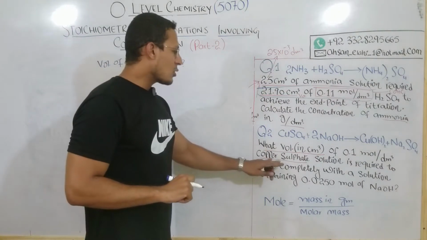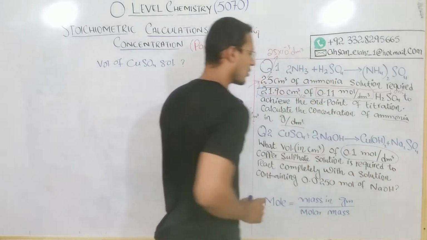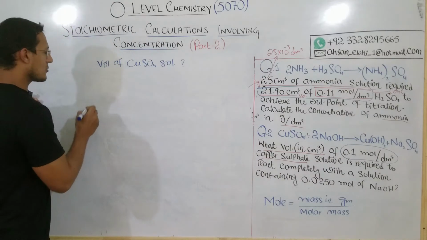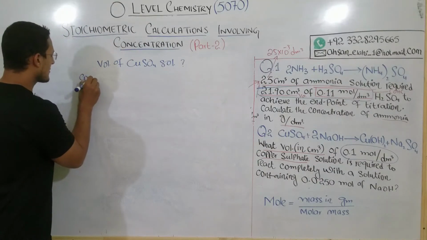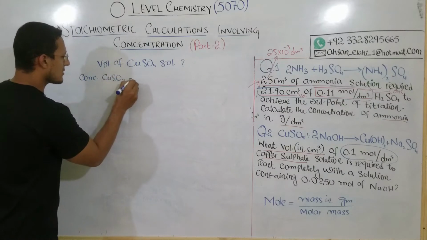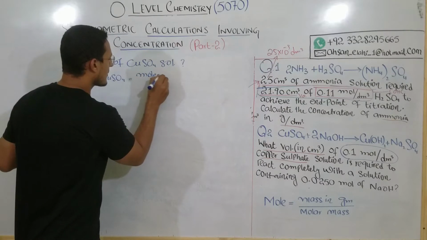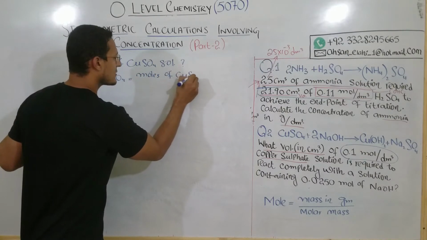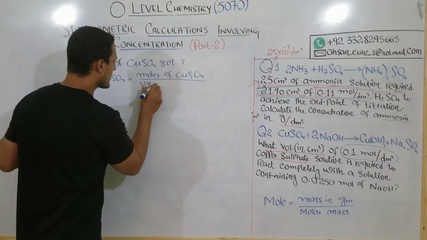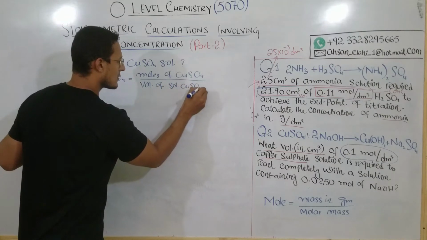What we have is the concentration. We have the concentration of copper sulfate solution in mole per dm cube. So concentration of copper sulfate solution in mole per dm cube is moles of copper sulfate divided by volume of solution of copper sulfate in dm cubes.